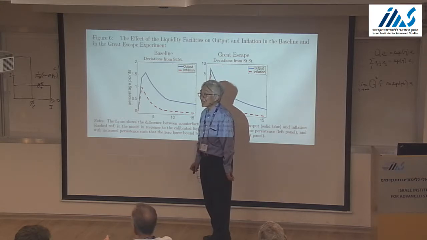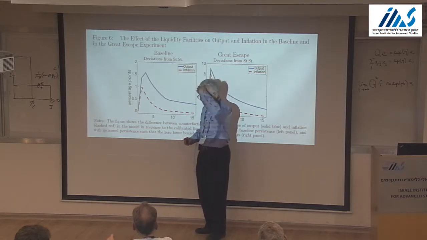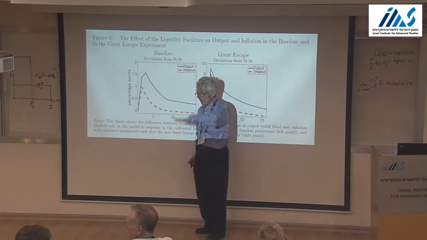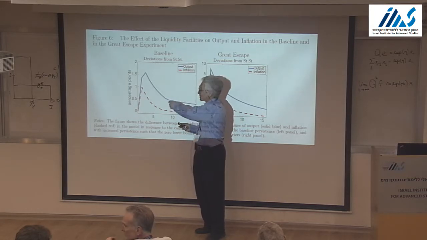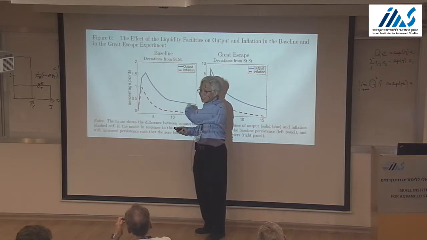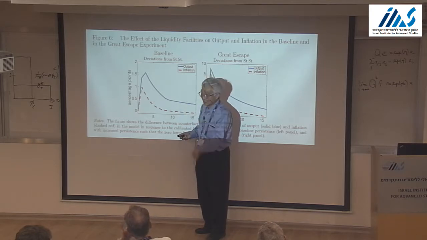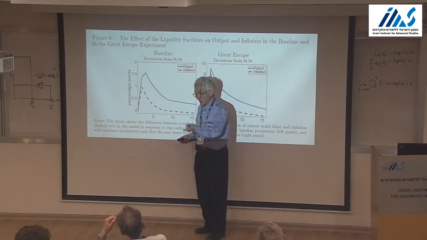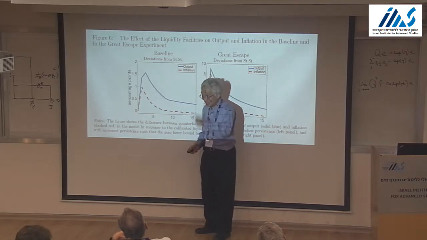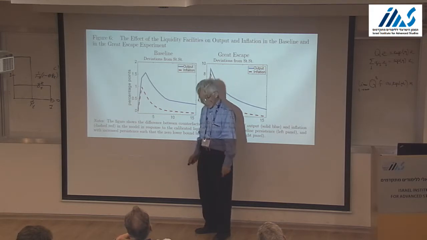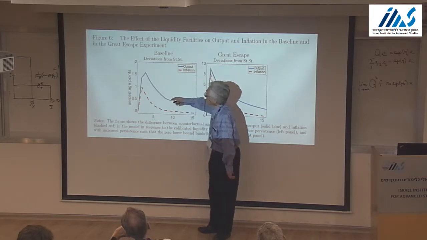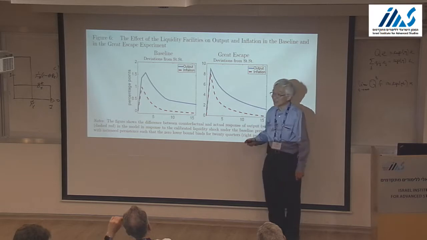Non-conventional policy is only used at the zero lower bound. If the zero lower bound is not binding, you can reduce the interest rate, which works well. In this full-blown version, we have sticky prices, so money is not neutral. So reducing the conventional interest rate works. You don't need non-conventional policy; the reason you need it is hitting the zero lower bound.